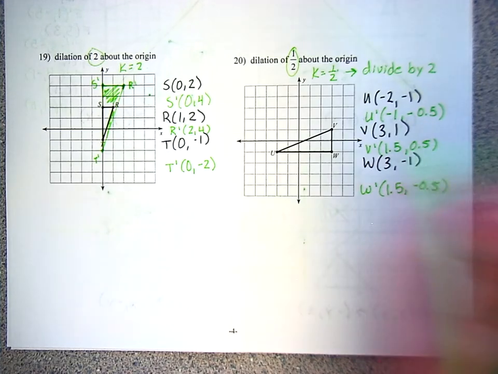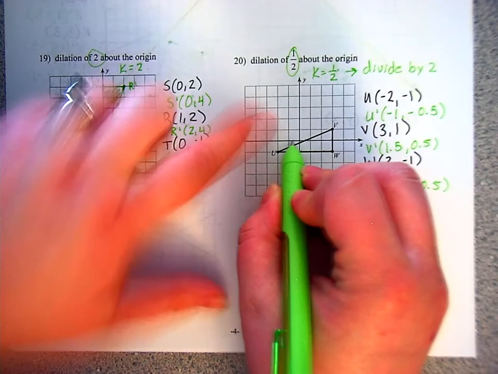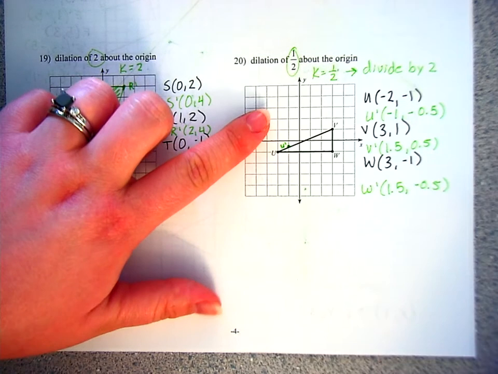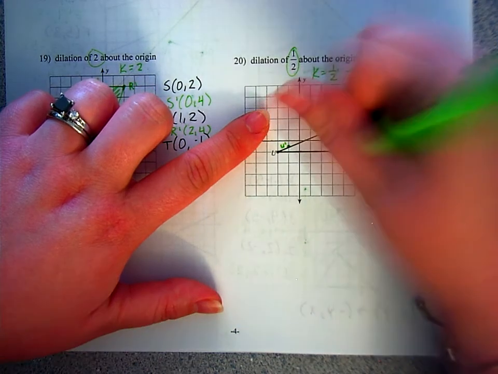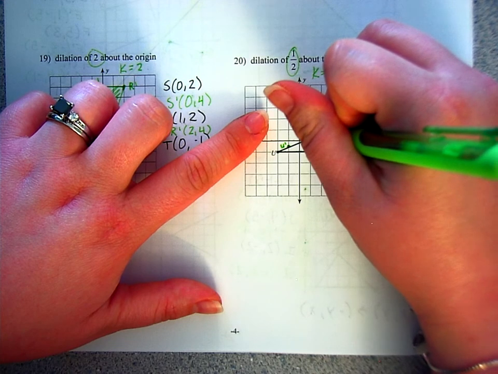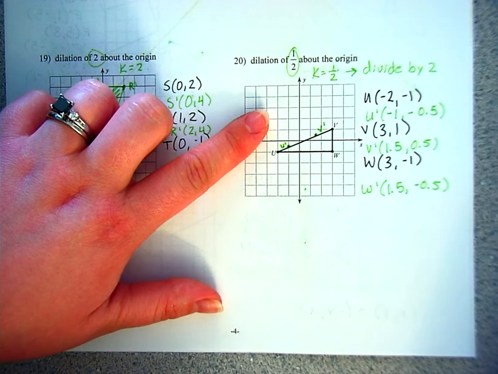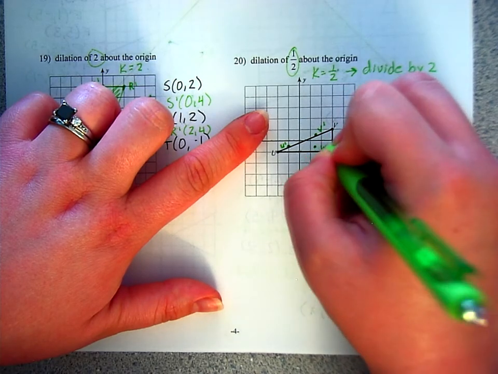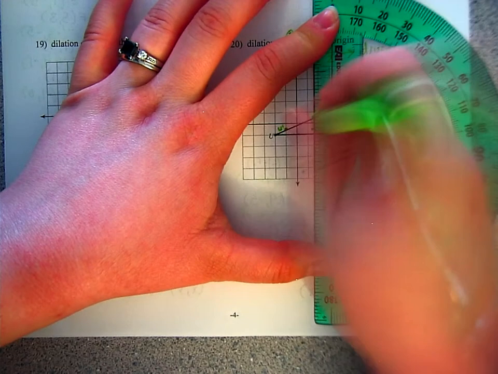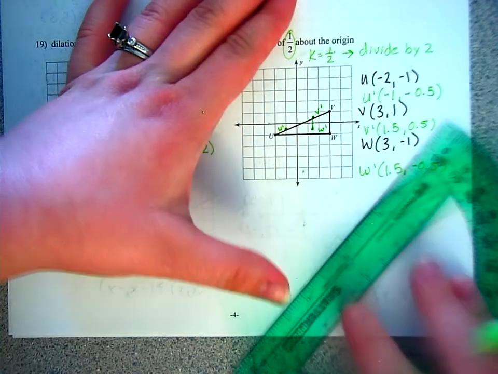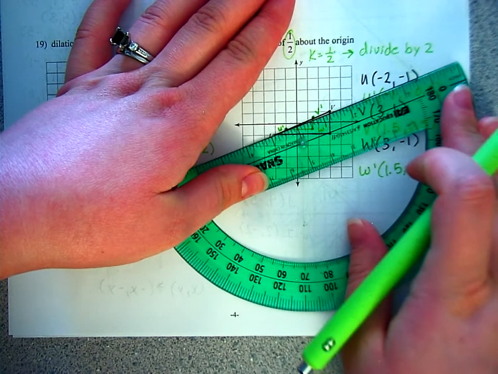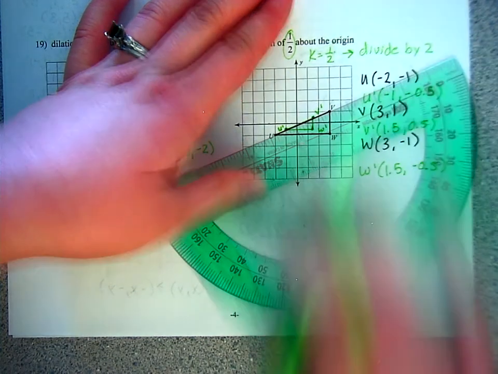So U prime is going to go at negative 1, negative 0.5. So it's going to go about halfway down. So it's right there. V prime is going to go at 1.5, 0.5. So that's right here. And then W prime is at 1.5, negative 0.5, so that's about here. So we can see that our figure got smaller. So we're going to connect our vertices. And we're going to shade in our image.